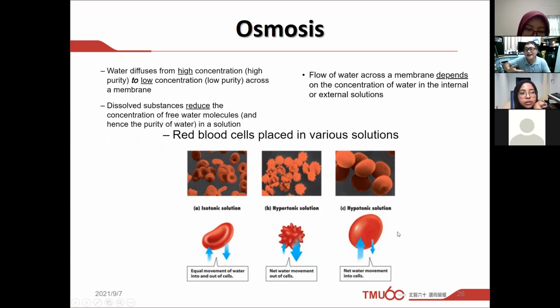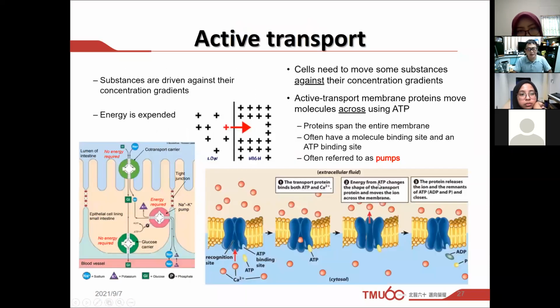So water will get into the red cells to maintain the same concentration of water on each side. So we use osmosis to regulate the concentration of ions by water, not the ions alone. Okay, that's a very important concept.